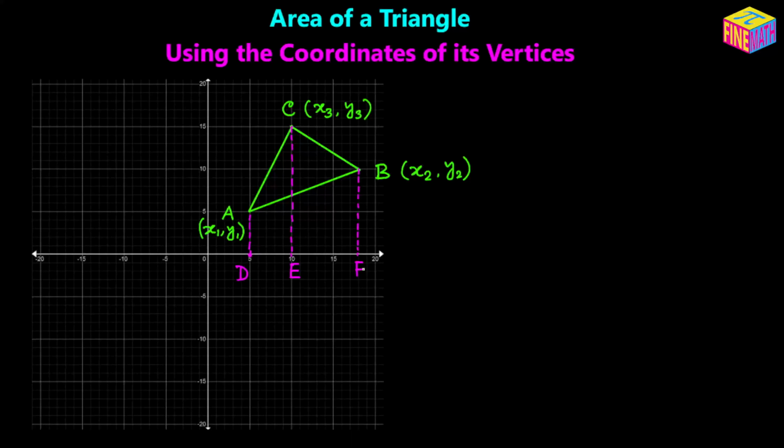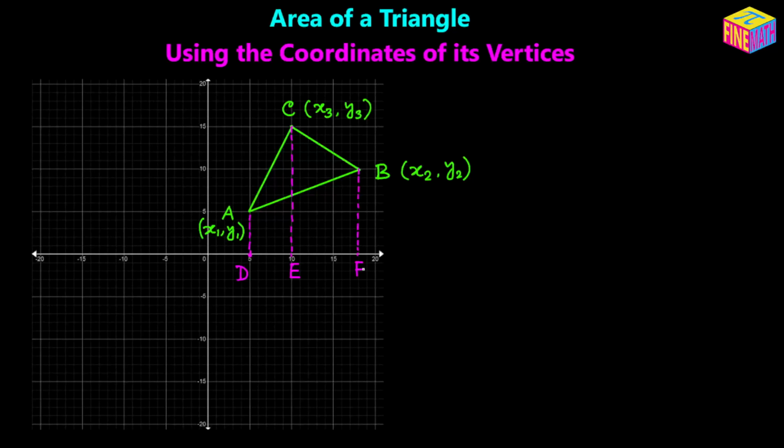Here I have drawn the perpendiculars from the three vertices and they landed on the x-axis at three different points, D, E and F. Now if you look at this diagram, you will notice that there are actually three trapeziums and one triangle. Let's first think about the trapezium ADEC, and then there is another trapezium which is CEFB, and also another trapezium which is ADFB.